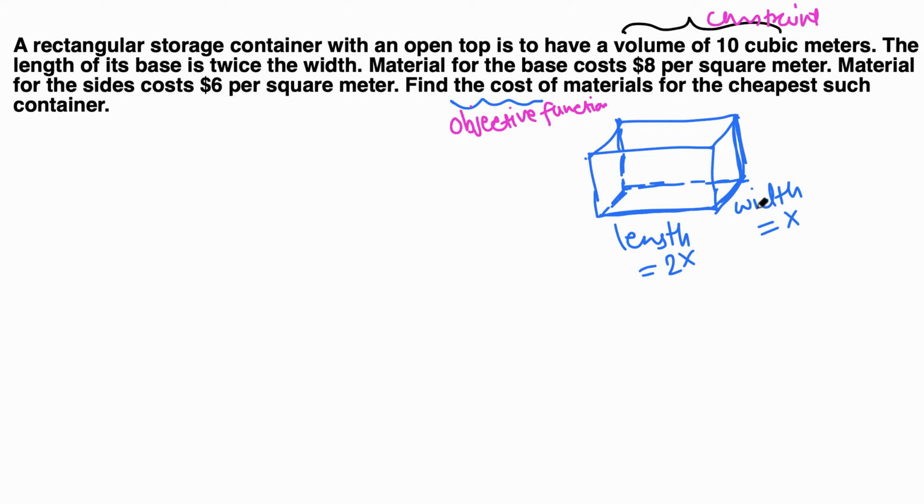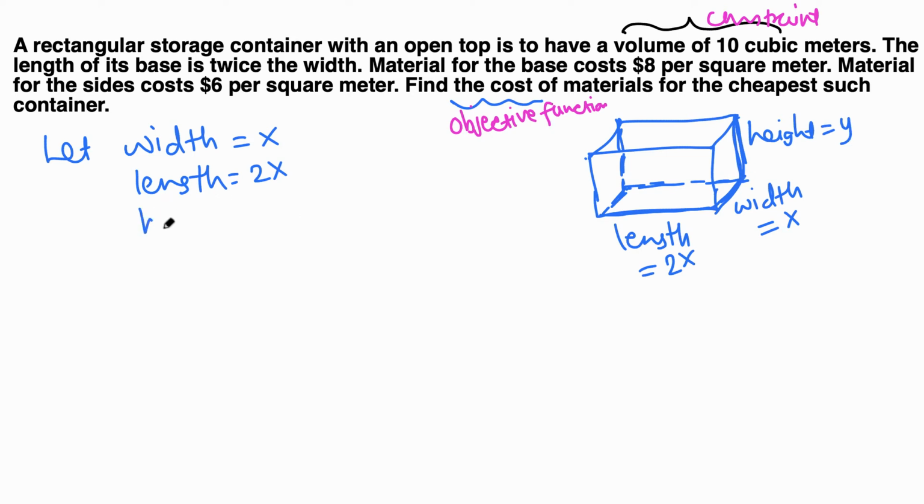So we already assumed width. So let width of the storage container be x, then length will be 2x. We have height as well, so let's say the height is y. Okay, constraint, that is the relationship between these variables.